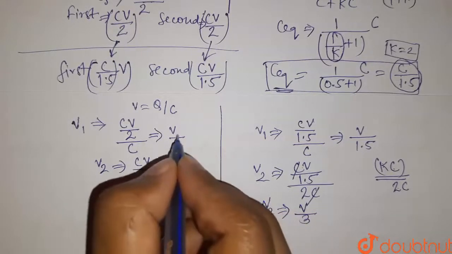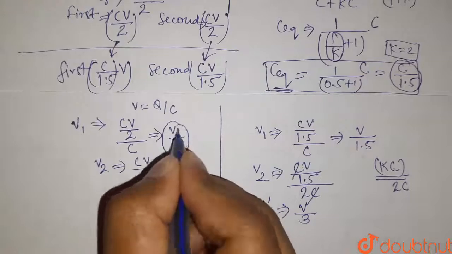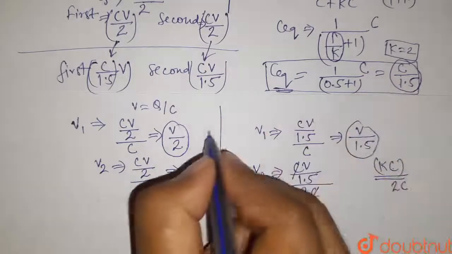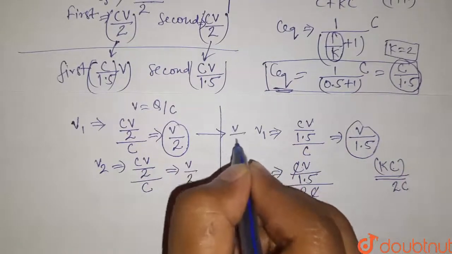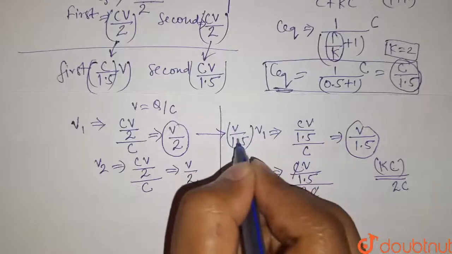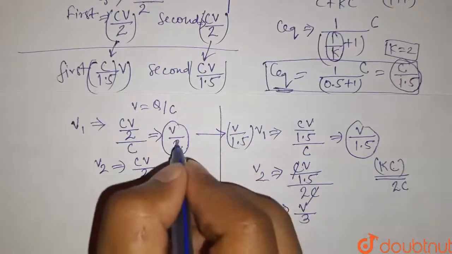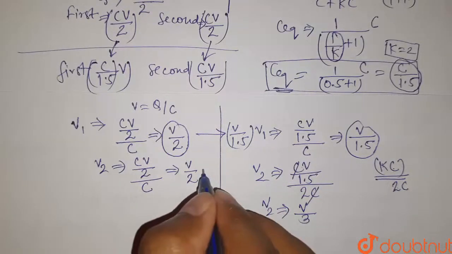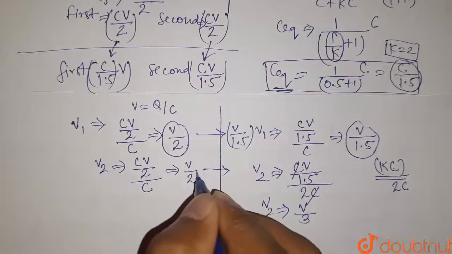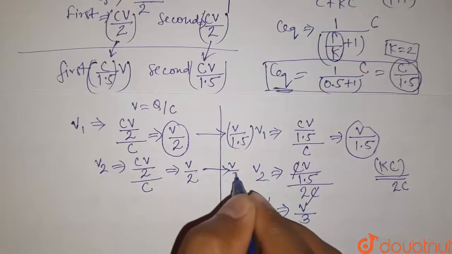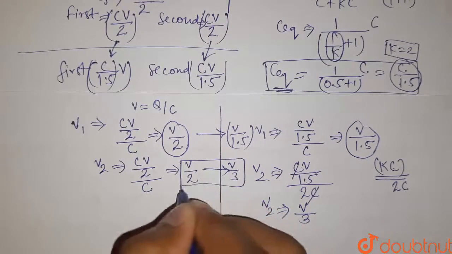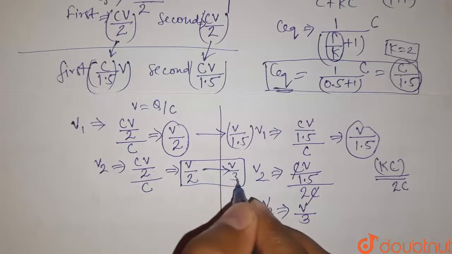Here we can see that the potential difference across the first capacitor increases, because V upon 1.5 is greater than V upon 2. And the potential difference of the second capacitor decreases, because V upon 2 is greater than V upon 3.